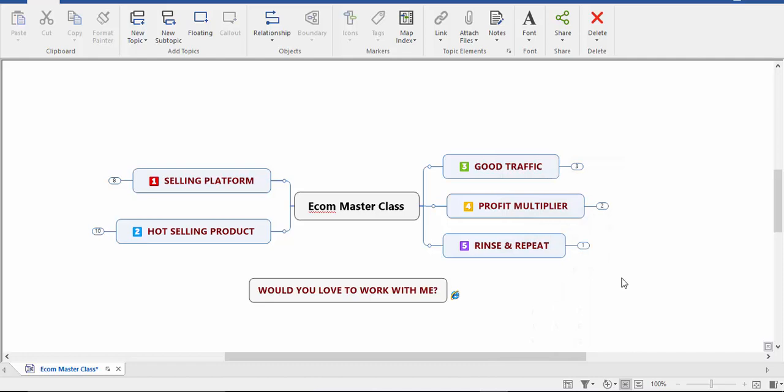Now, the rinse and repeat. Once you've mastered all these steps, all you need to do is just rinse and repeat. That's all. It's very, very simple.